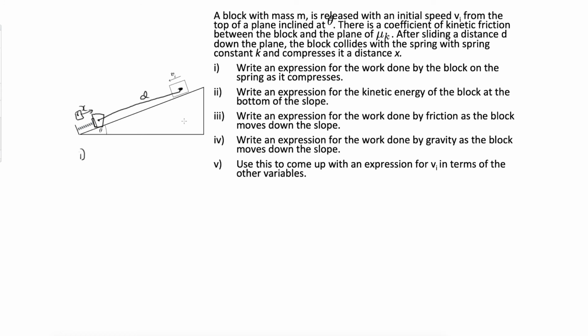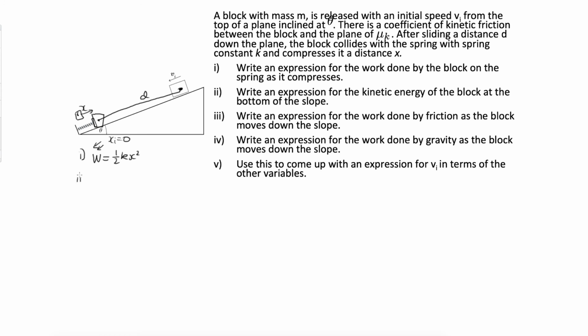Now, part 1 asks us to write an expression for the work done by the block on the spring as it compresses. So the block pushes the spring this way and the spring moves this way. Because they're in the same direction, we're going to end up with positive work being done by the block on the spring. Because it starts with 0 compression, x initial is equal to 0. The work done by the block on the spring is given by a half kx squared.